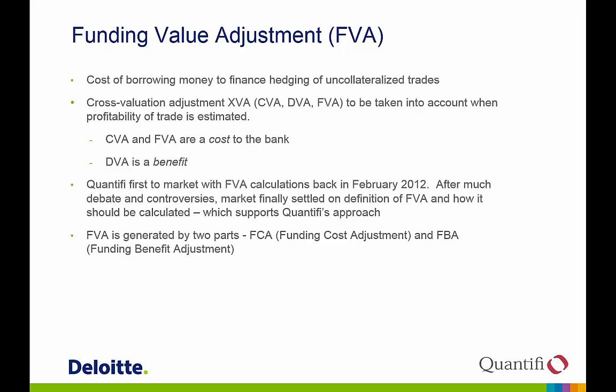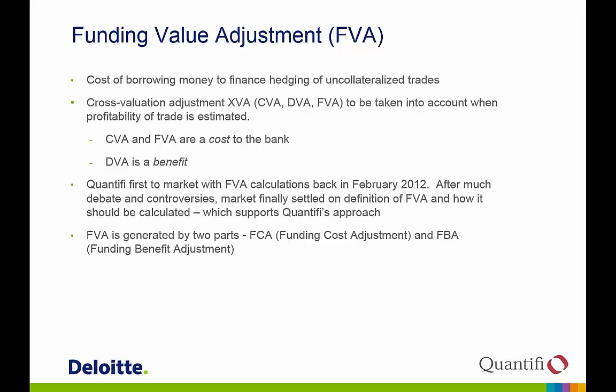Okay, this is Dmitry Pugachevsky. Thank you, Roman. Funding valuation adjustment. This is defined as cost of borrowing money to finance hedging of uncollateralized trades. Roman already mentioned XVA, which is abbreviation for cross-valuation adjustment, and currently it includes CVA, DVA, FVA, sometimes KVA, which stands for collateral VA. But now we will talk about this triad, CVA, DVA, FVA.